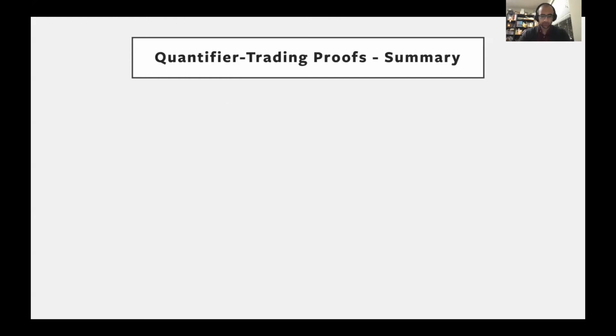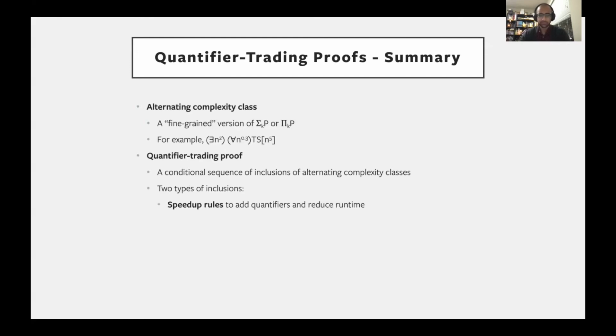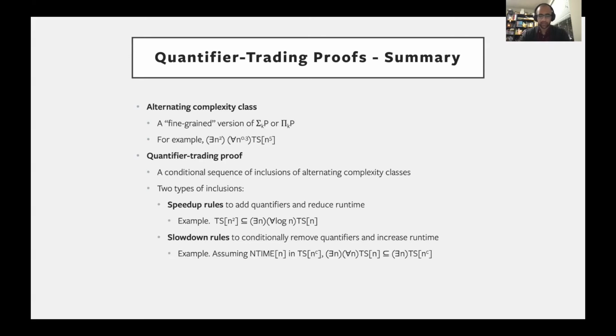Cool. So with this in mind, we can now fully describe quantified trading proofs. So as mentioned, alternating complexity classes are fine-grained versions of levels of the polynomial hierarchy, and we give an example of a machine in an alternating complexity class. And quantified trading proofs are conditional sequences of inclusions of alternating complexity classes. And we have two ways of showing such inclusions: speedup rules, which add quantifiers and reduce their runtime, and we give an example of such, and a slowdown rule, which conditionally removes quantifiers and increases the runtime, and we give an example of a slowdown rule as well.